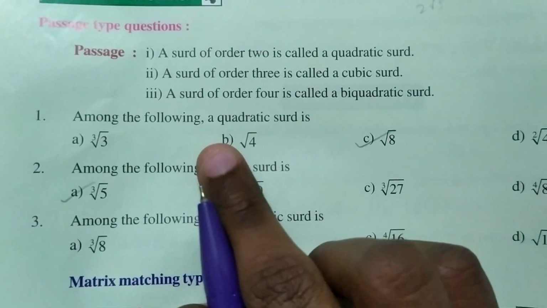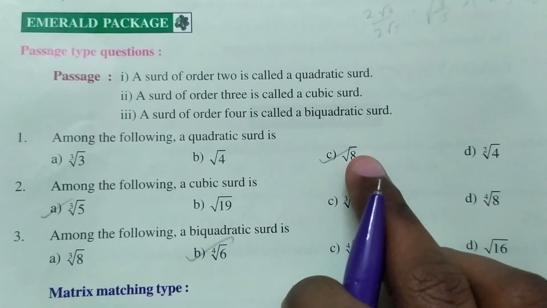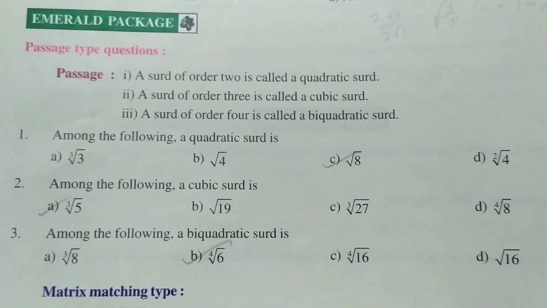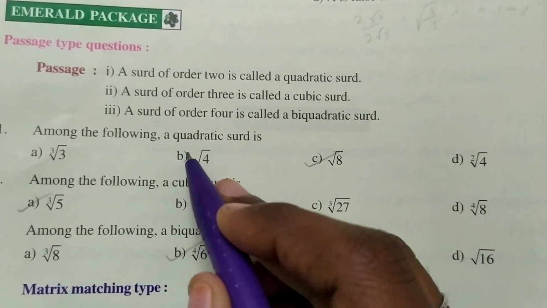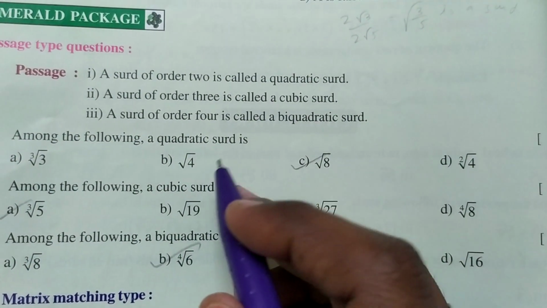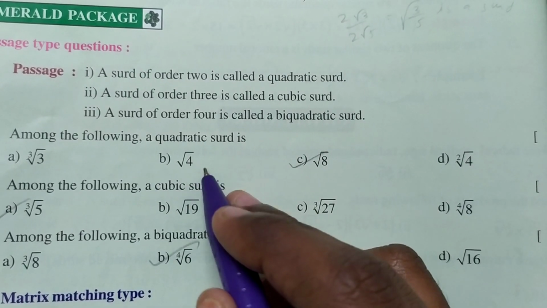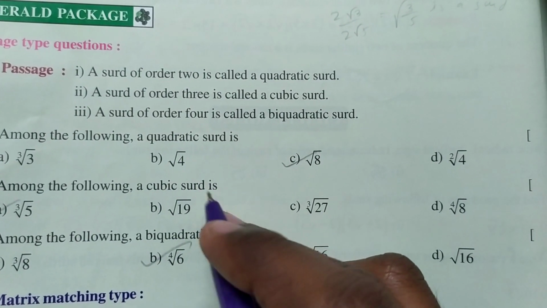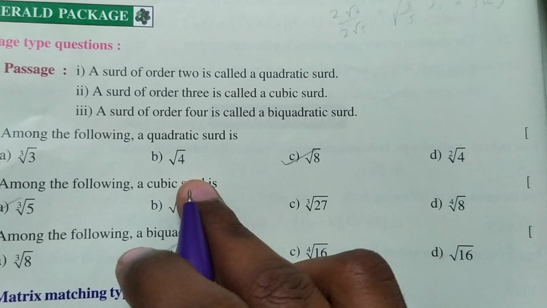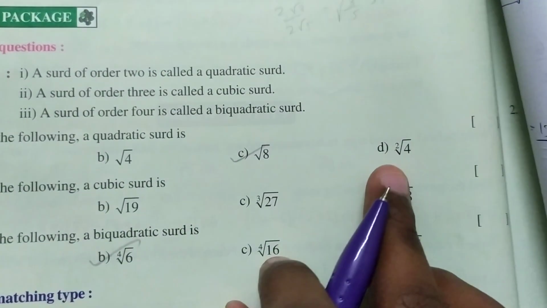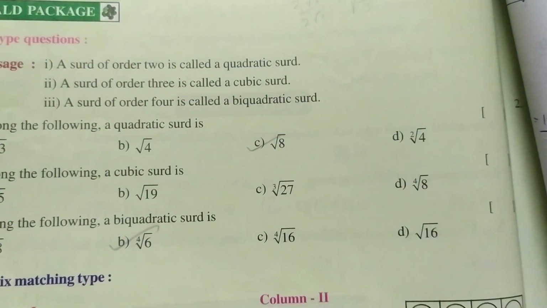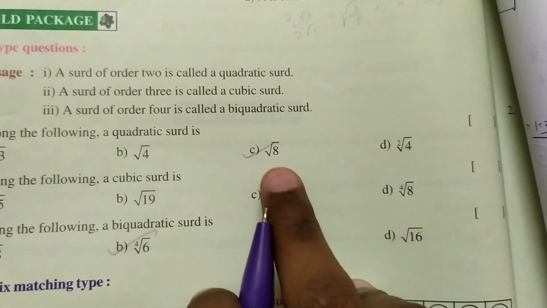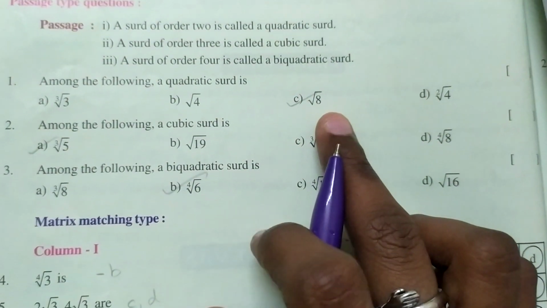Among the following, a quadratic surd is root 8. Here you may think like root 4 is also a surd which is quadratic because the order is 2. But the thing is, we can write 4 as 2 square. Then square and square root will get cancelled, we will be getting 2 only. So we will be getting only root 8.